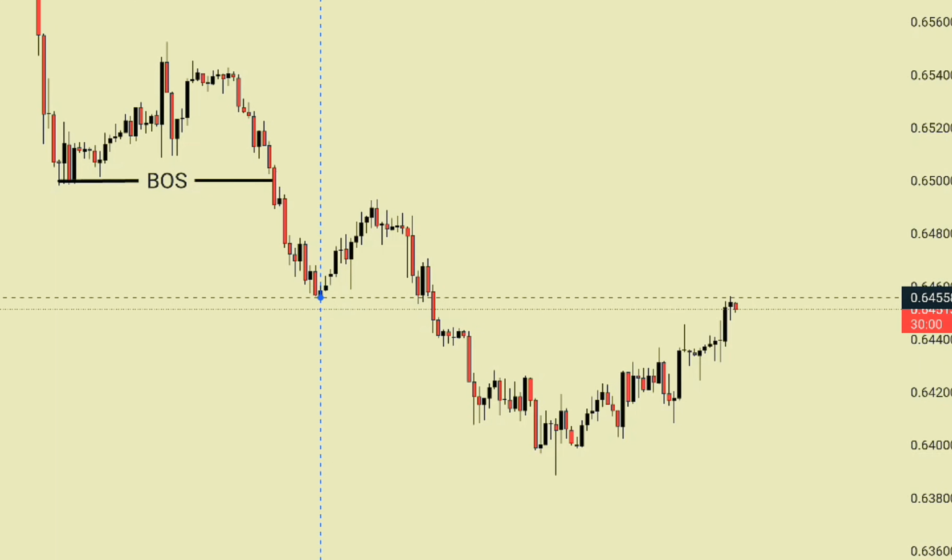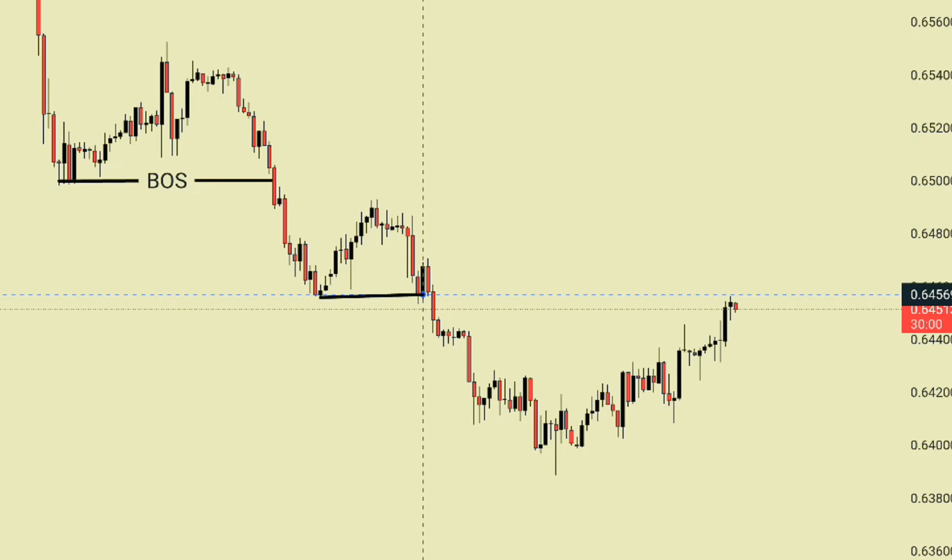After a small pullback, price continues downward and breaks another low. This gives us the second bearish break of structure, strengthening our bearish bias and confirming continued downward delivery. These two break of structure points help us understand that the market wants to move lower.